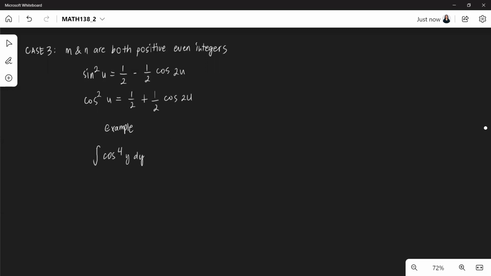So if m and n are both positive even integers, so the powers of cosine and sine are positive even integers. For example, cosine of y raised to the power 4. As you can see, there's no sine here. We consider 0 as an even integer here. For this case, if there's no sine function, then we can still apply case number 3.